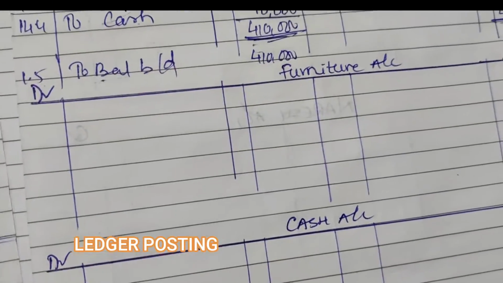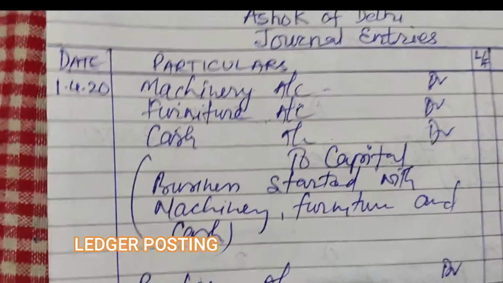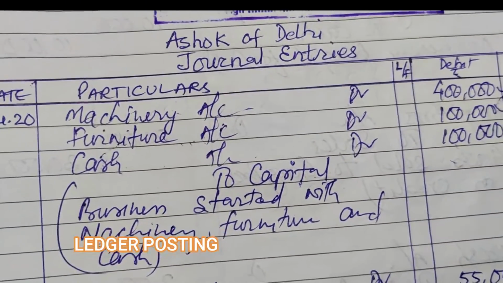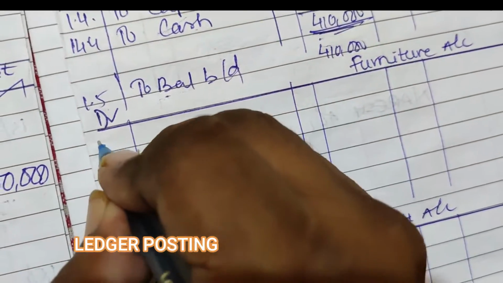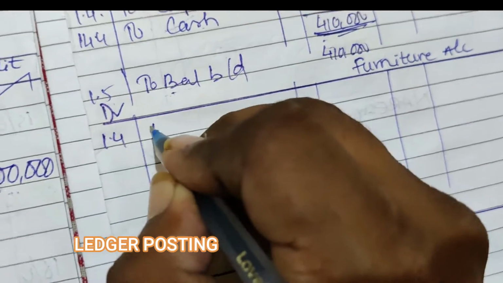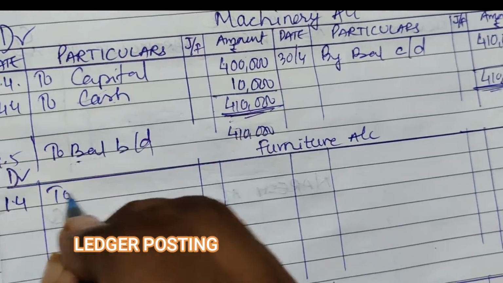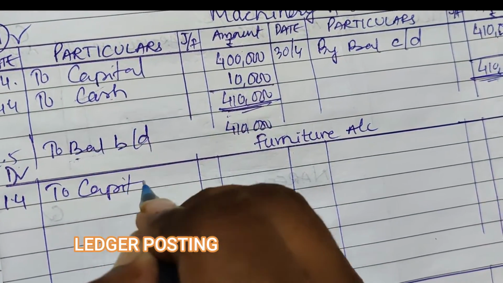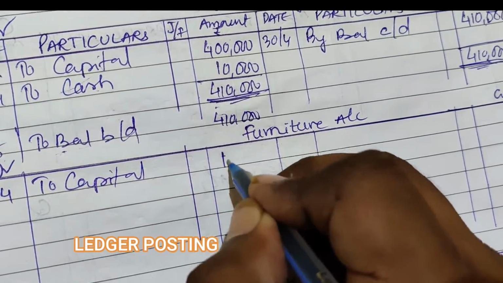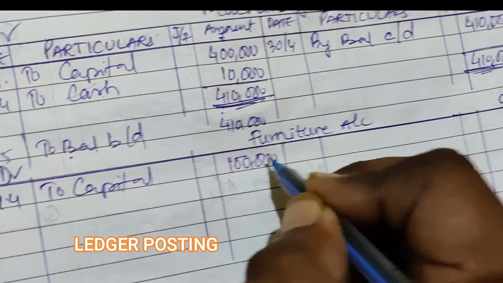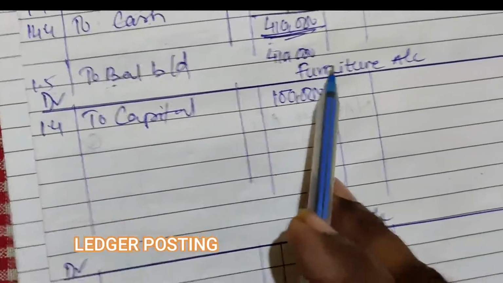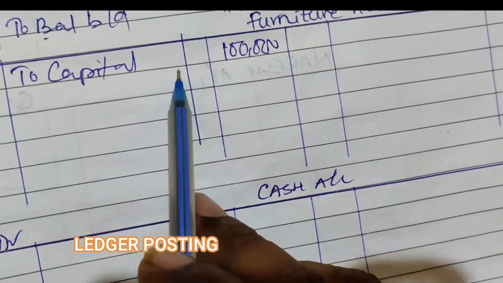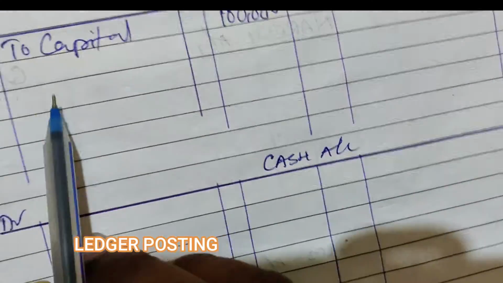Let's prepare the furniture account now. Furniture value is 1 lakh. So furniture account is debited to capital account. In the same way, 1st April, furniture account to capital account. Furniture is debited 1 lakh in the journal entry, and we are posting it here. There is no other furniture, so only the debit side has an entry.